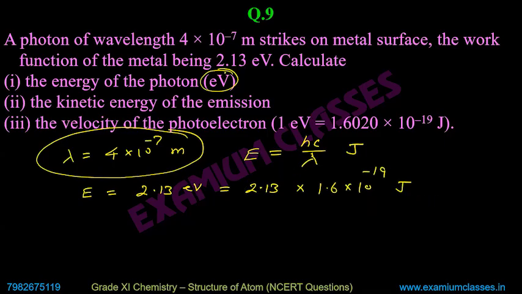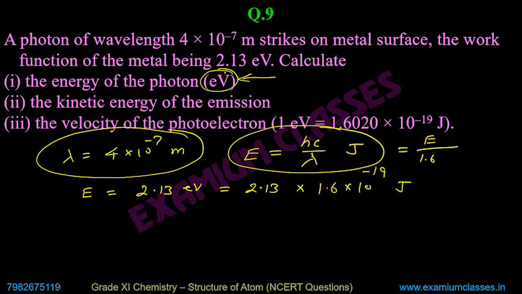So the energy of the photon will be found from here, but because you have to get it in electron volt, you will divide it by 1.602 into 10 power minus 19, whatever is given here.